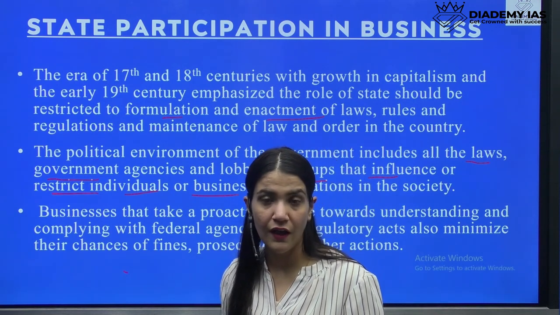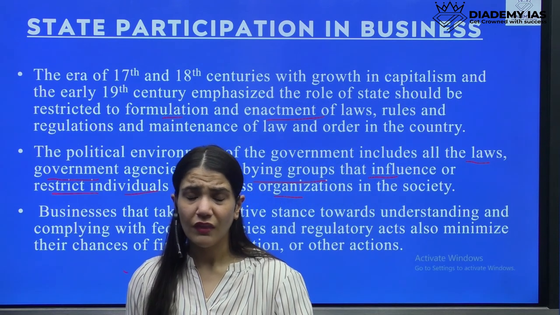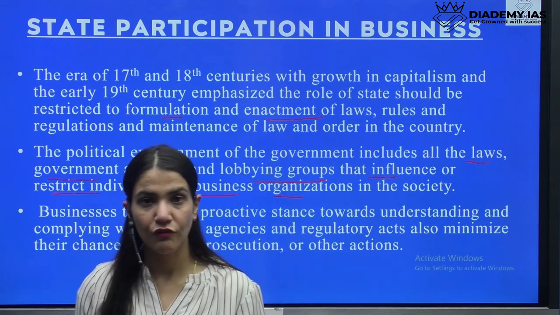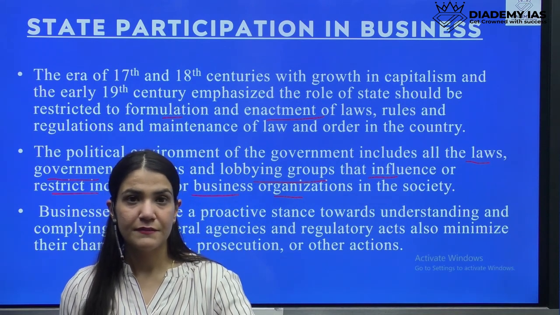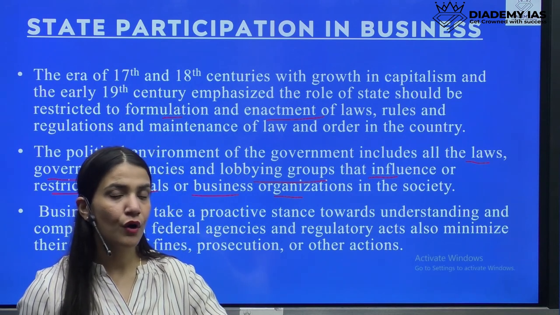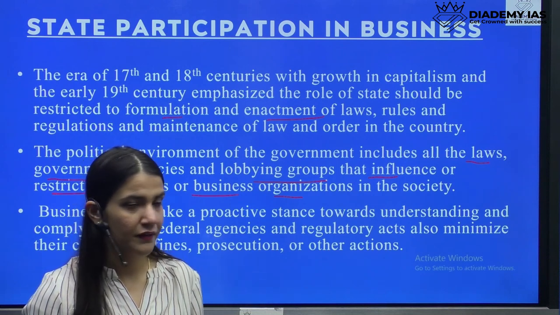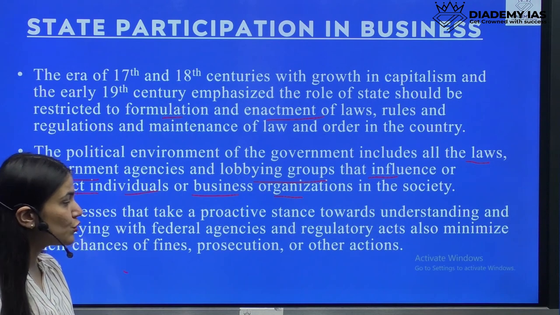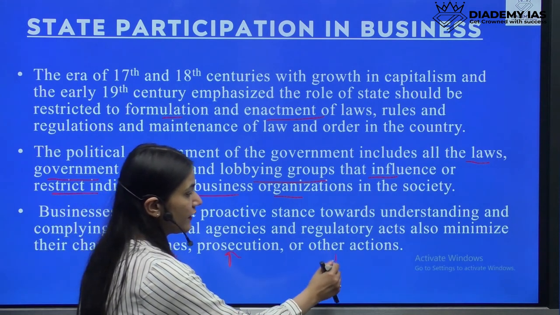Governments do have a controlling aspect also, but the complexity or the impact of how involved the government is going to be really magnifies there, right? It can be diluted depending on what kind of business environment it is considering. Businesses that take a proactive stance towards understanding and complying with federal agencies and regulatory acts also minimize their chances of fines, prosecutions, and other action.